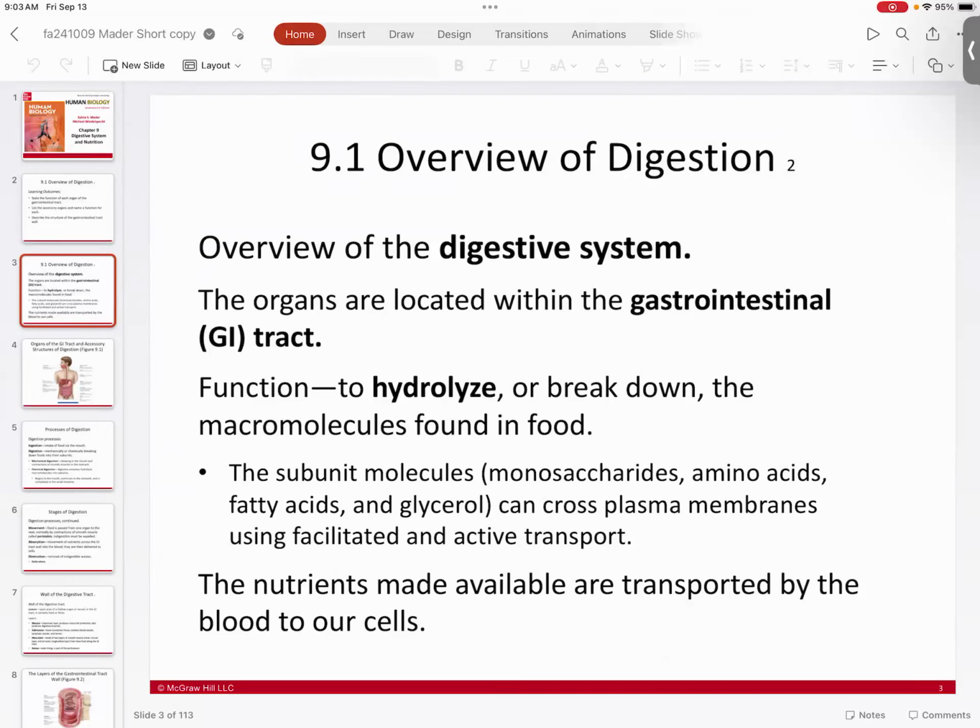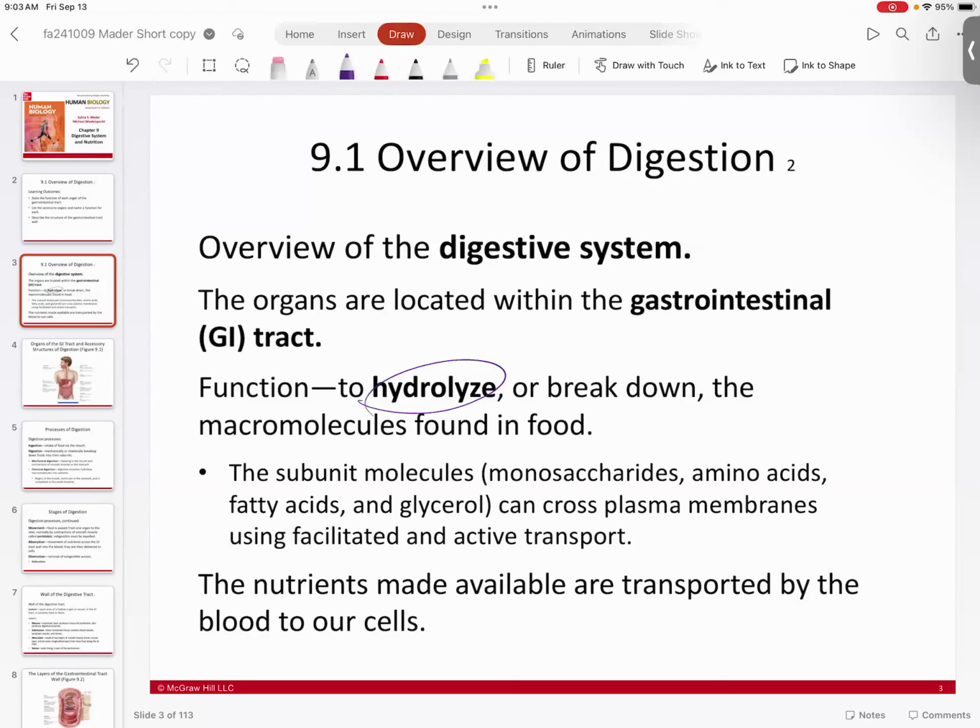When you take a look at the digestive system, basically all the organs of the digestive system are housed in what we call the gastrointestinal tract, or GI tract. It's basically one long tube with an in-hole, your mouth, and an out-hole, your anus. And then it's broken up into several organs in between. Now, the function of the digestive system is to hydrolyze, and that's just a big fancy word for break down, the macromolecules in your food.